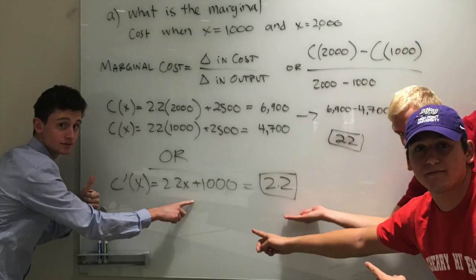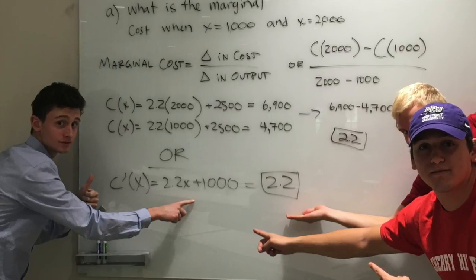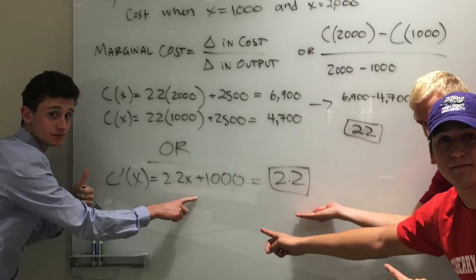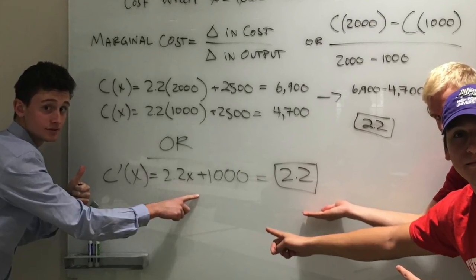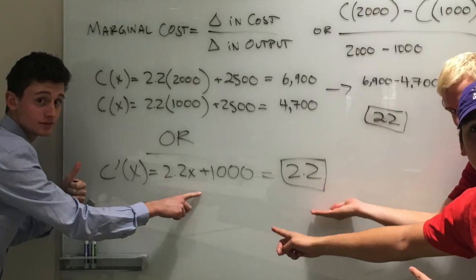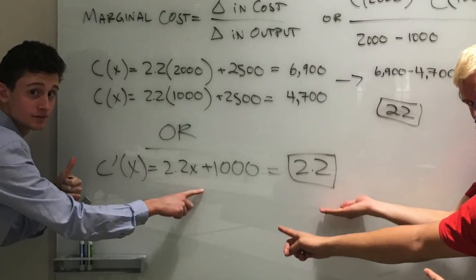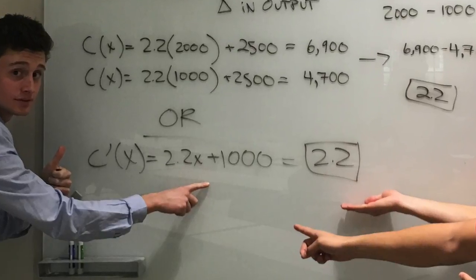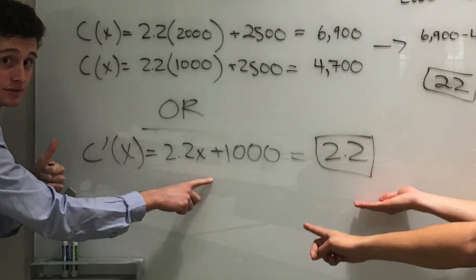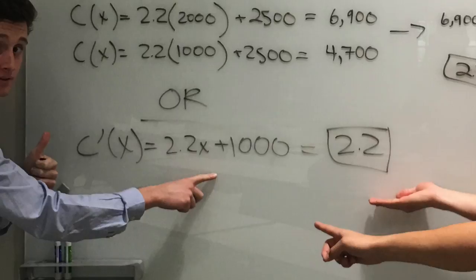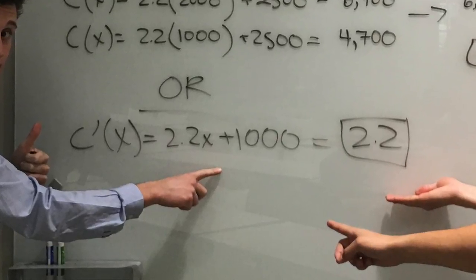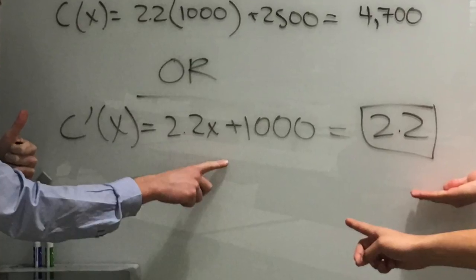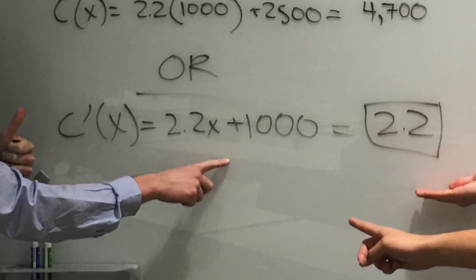And I had said before that the easier way to find this value is to just take the derivative of the original function, which is 2.2. But we wanted to show you how that resulted, because the marginal cost is basically approximated by the rate of change of the function evaluated at a specific point. So it makes sense that you would just be able to take the derivative of the function.